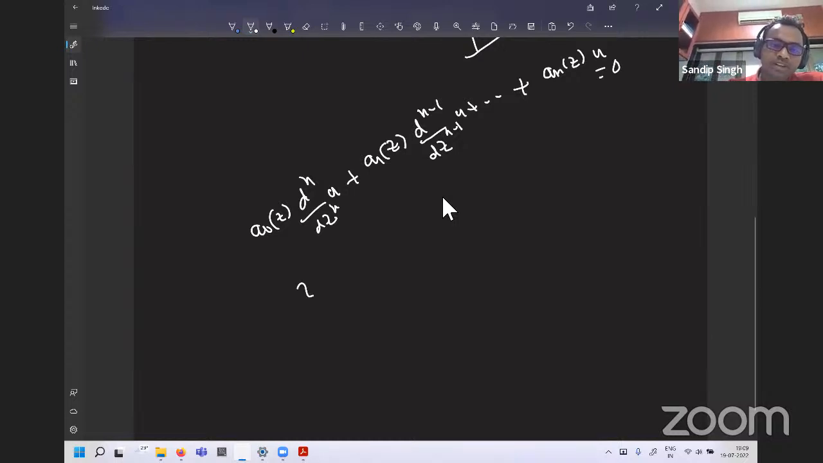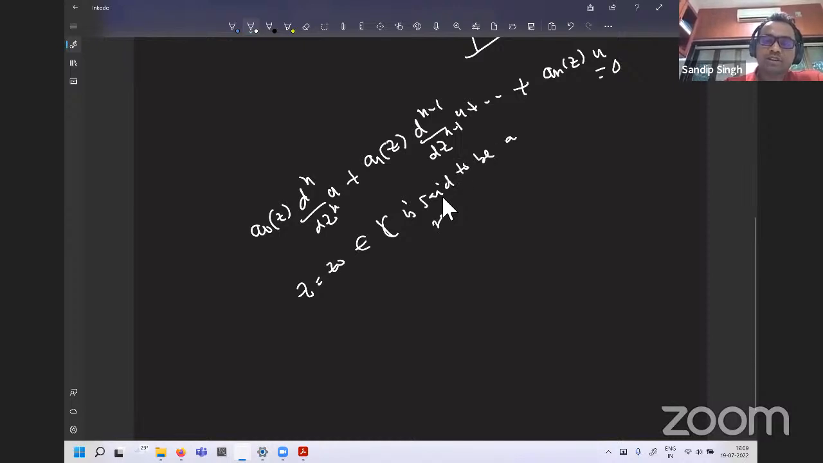So we call that a point z is equal to z naught, basically in C, in P1 minus 0 and infinity. So in C, it's said to be a regular singularity of this equation. Let's say this is a star.